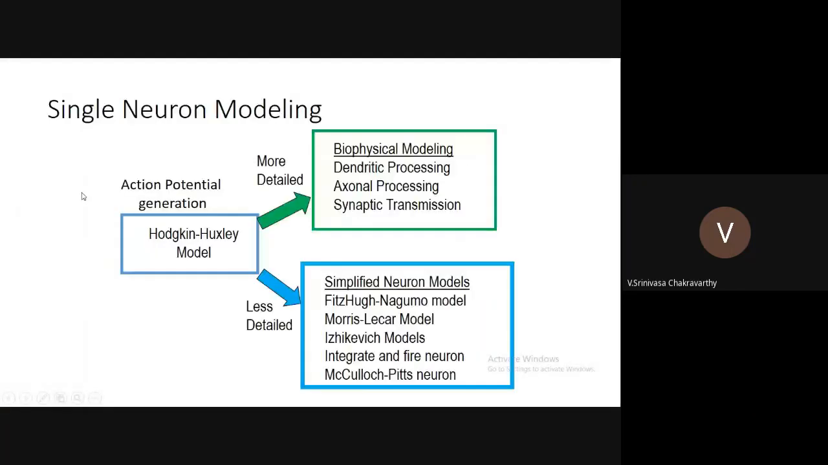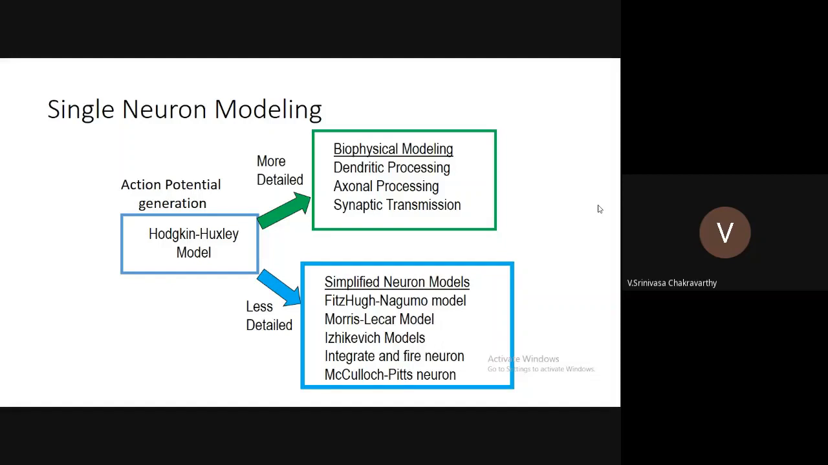So what we have done, in the last class and even just now, is study the action potential generation as shown in the Hodgkin-Huxley model. The Hodgkin-Huxley model represents a small patch of the neural membrane, right? In that patch, if you inject some current, how does the voltage change? That's what we have discussed using an electrical equivalent circuit.